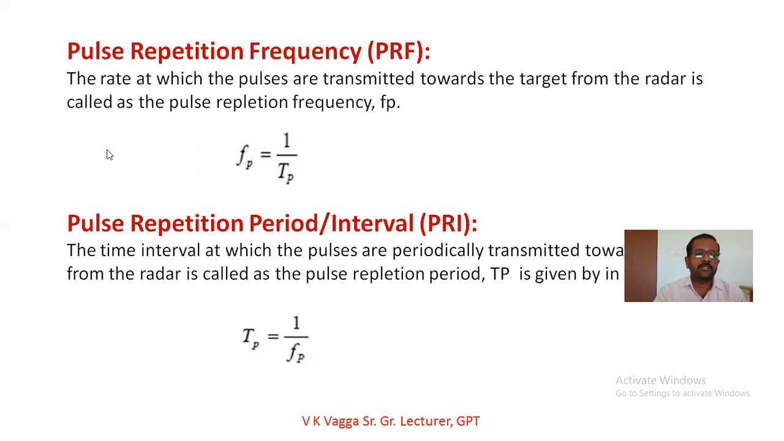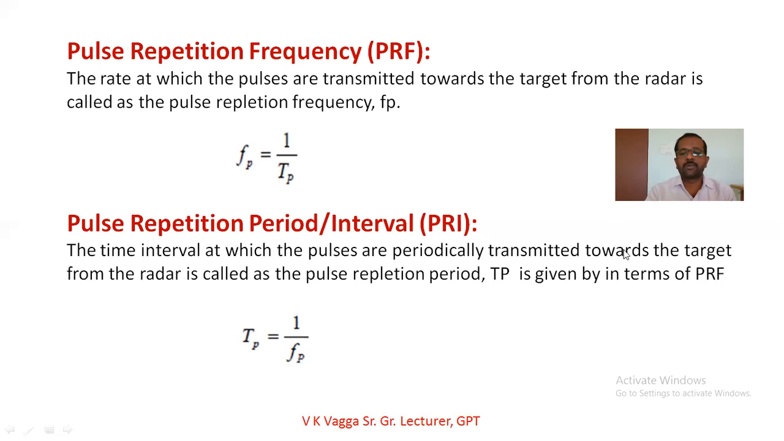Okay, and if you take the pulse repetition period or interval, it is PRI or PRP. It's nothing but TP, which is equal to 1 divided by FP. It is the interval time at which the pulses are periodically transmitted towards the target from the radar. It's called the pulse repetition period, TP. Understood? PRF is the rate at which the pulses are transmitted, measured in hertz, and the PRP is the interval time at which the pulses are periodically transmitted, measured in terms of time.